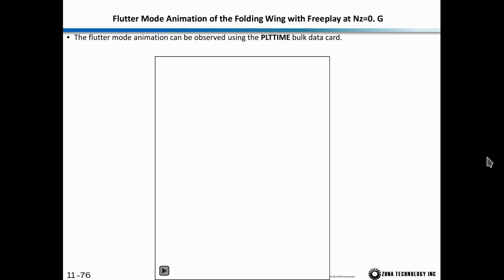And we can look at the animation here. This was animated using the PLOT TIME bulk data card for visualization purposes, and we use Tecplot to visualize this animation.